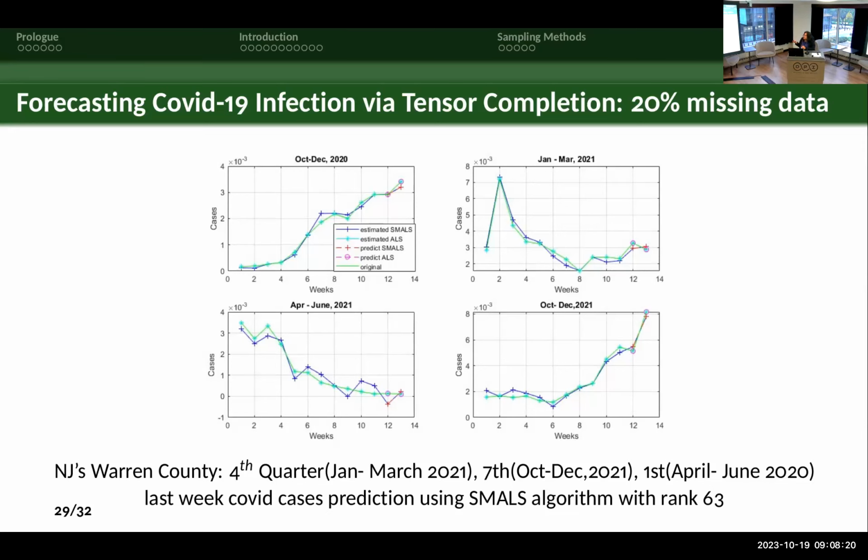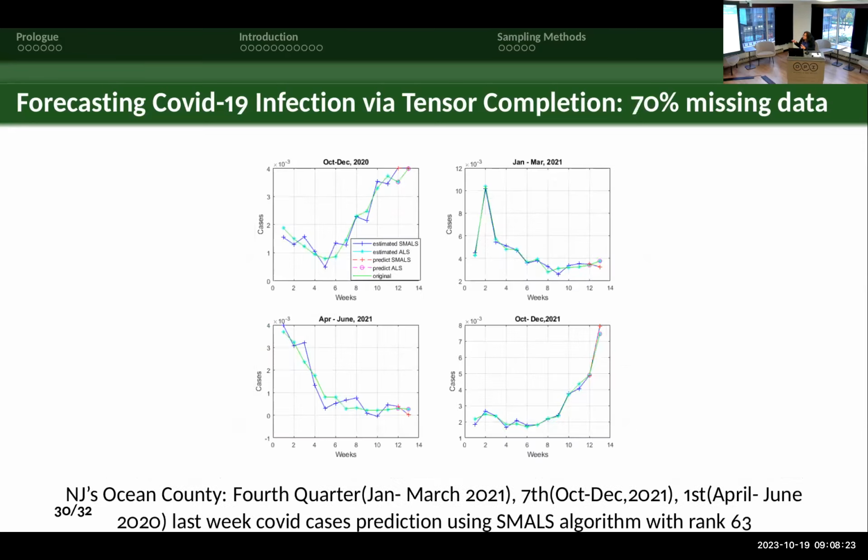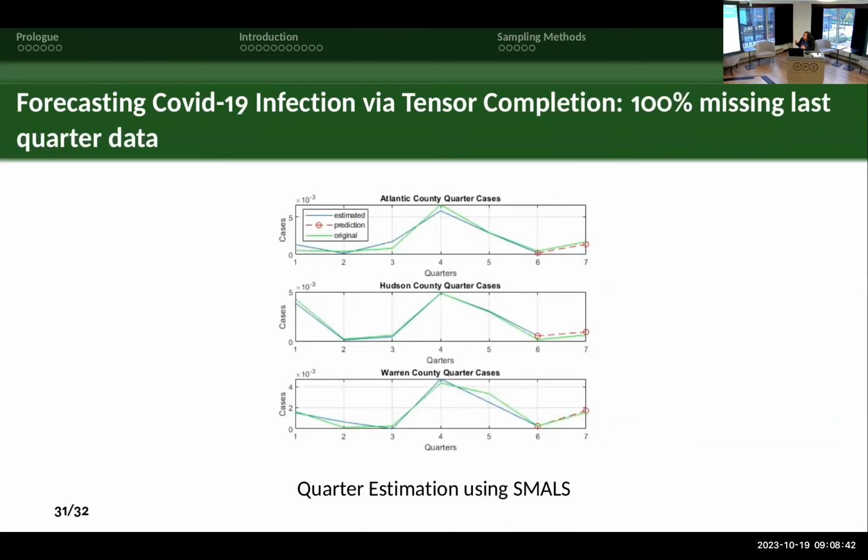And ALS still does well on this. It's just to show that it could predict with 70% missing data. It could predict the trend. At least it will say it's up or down, okay? Also, here we removed 100% of the last quarter data, and it did fairly well in predicting the COVID density for one quarter, which is about 3 months.